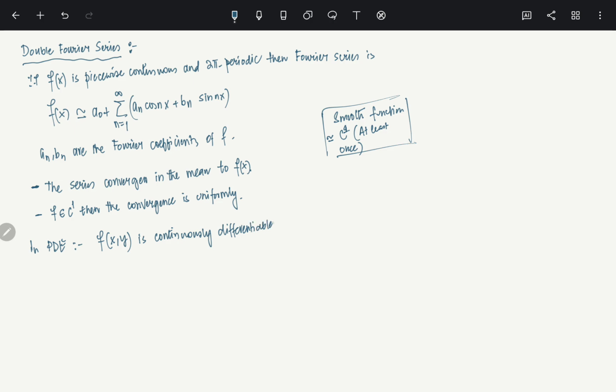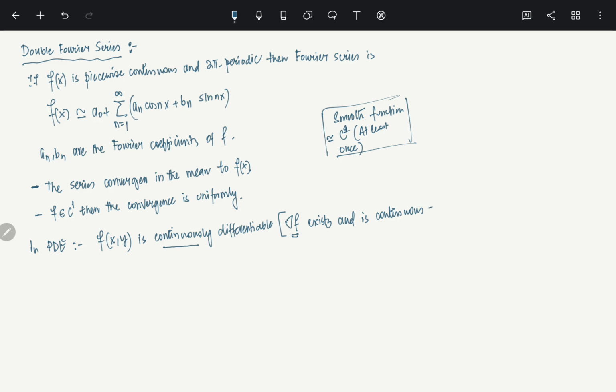What does this mean? This is a two variable function, so whenever we say differentiable, we mean that the gradient of f exists. That's differentiability. Let's say this is continuously differentiable everywhere, that is what we are assuming, so the gradient exists everywhere. When we say continuously differentiable, it means the derivative function, which is the gradient in our case, is continuous. I hope this is clear.